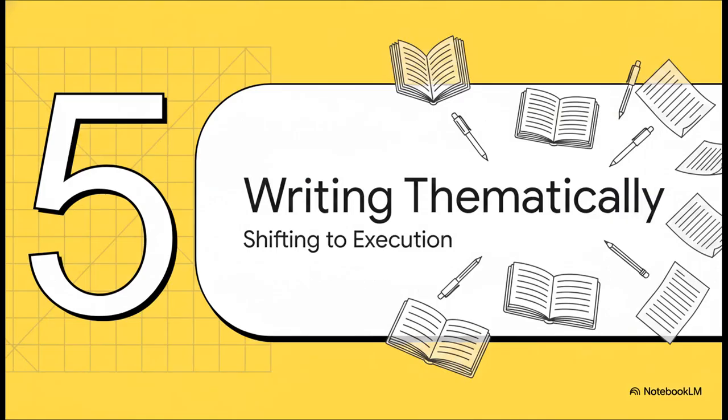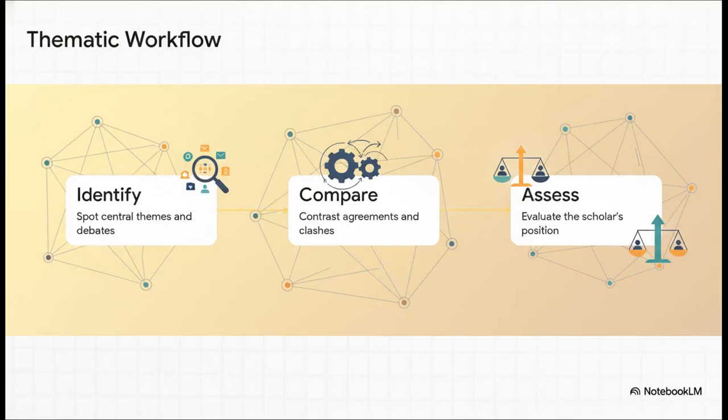All right, shifting gears to Section 5, Writing Thematically. So the matrix has basically done all the heavy analytical lifting for you. Now we shift our focus from reading and mapping to actual execution. It's time to start the physical writing process. The secret to mature academic writing is organizing your review thematically, not chronologically.